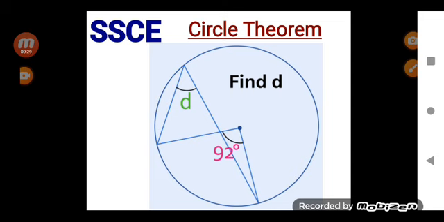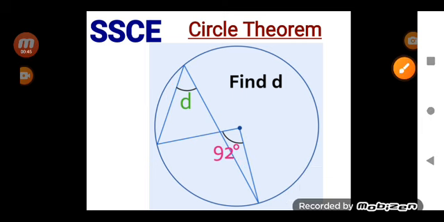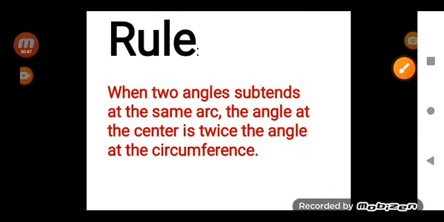You could see here you are expected to find the value of this angle, which is D. Now you are seeing this angle here is 92. So what do you do to find this angle? Let's quickly go. You need to understand the rule first.